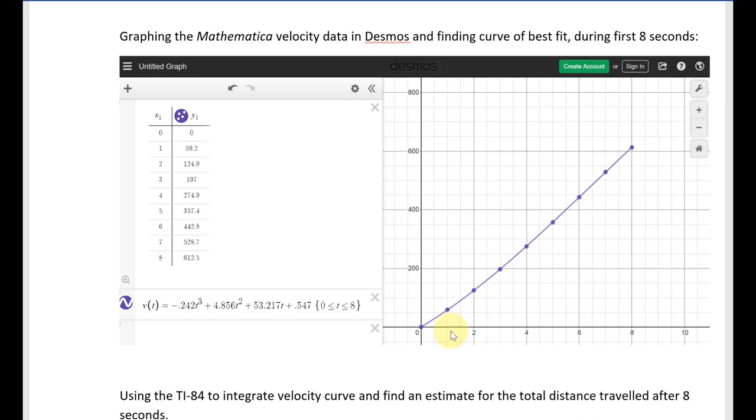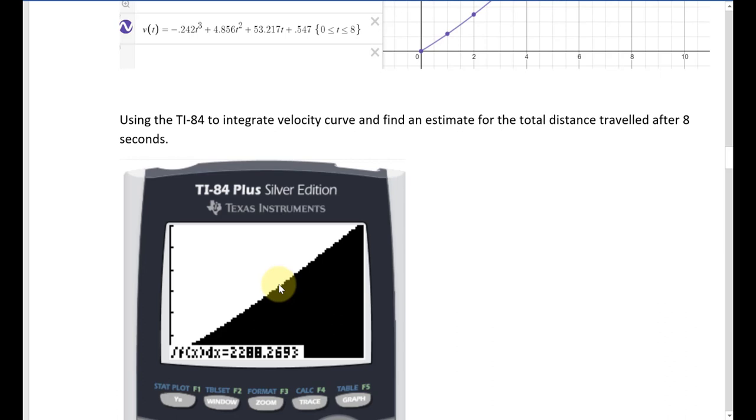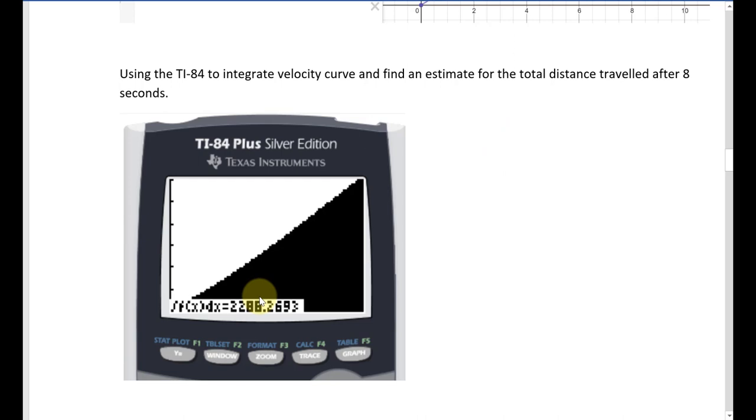So I graphed that, plotted the data, found the curve of best fit, and I thought it'd be kind of interesting to then take that curve, put it into a calculator, and integrate that curve over the interval of 8 seconds to figure out the total change in the position, the total displacement. By integrating the velocity, I find the distance traveled. So it's traveling about 2288.3 meters total during those 8 seconds.